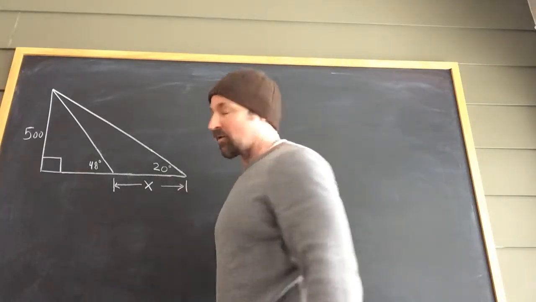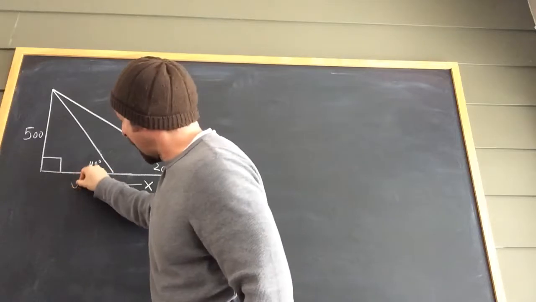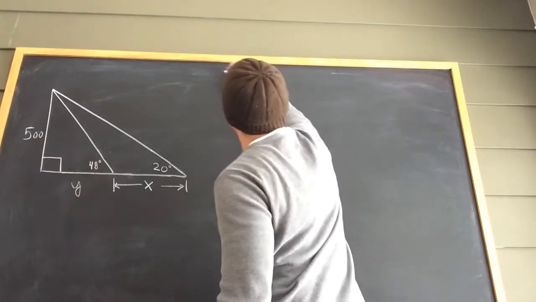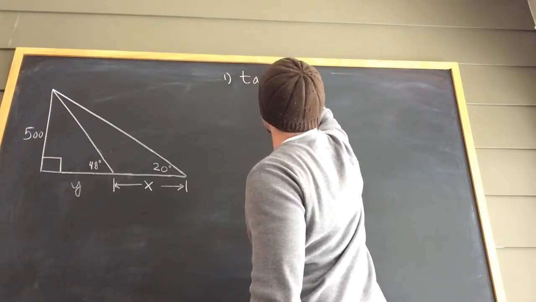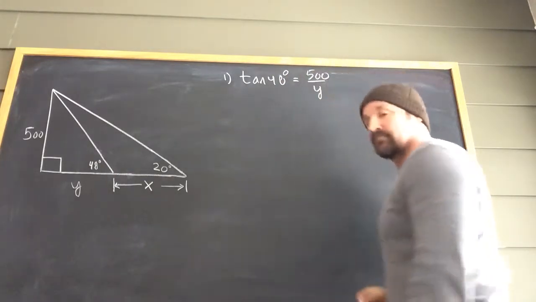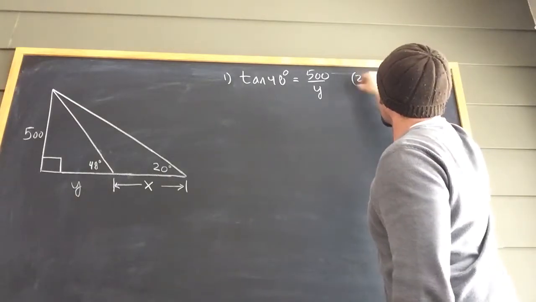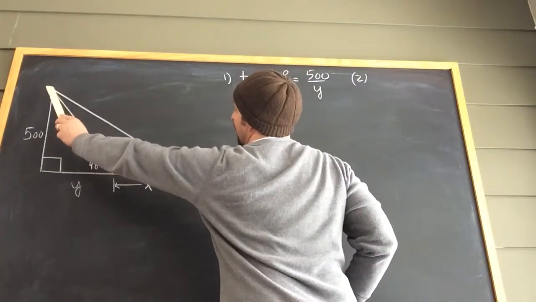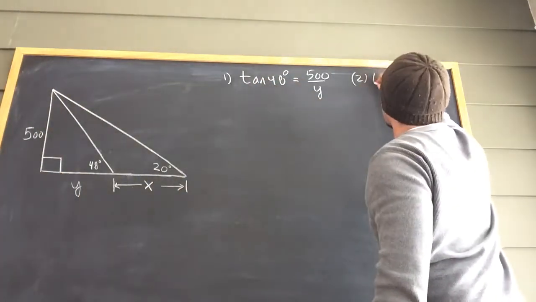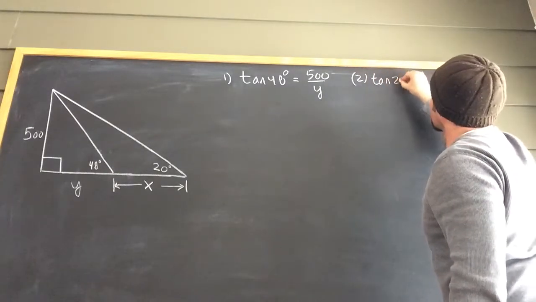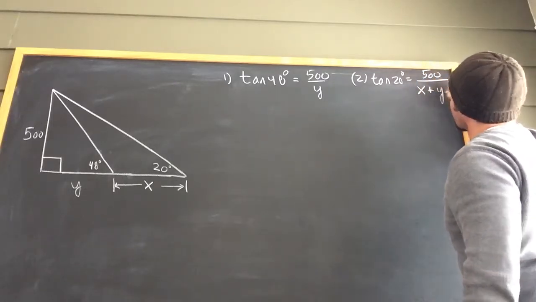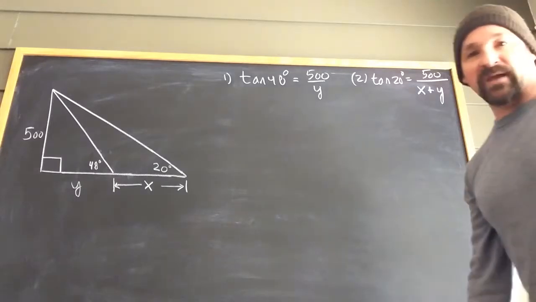In the smaller right triangle, I'll label the adjacent side y. And then tangent of 48 degrees is 500 all over y. Tan of 48 degrees is 500 over y. In the larger right triangle, tan of 20 degrees is 500 over x plus y. So I have a system of two equations and two unknowns.